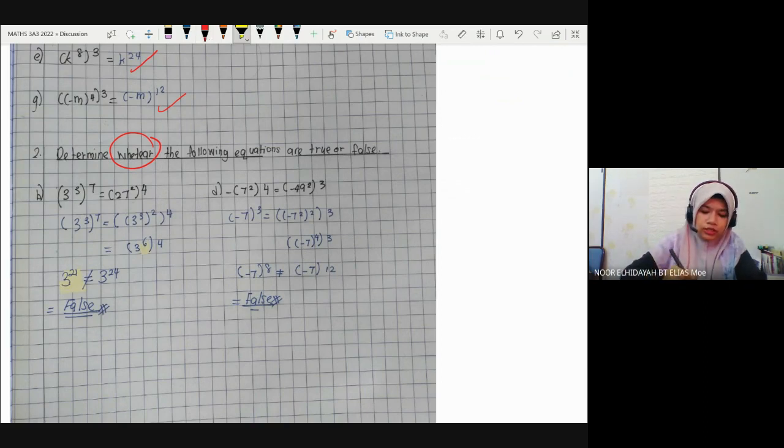Okay, good. This one, base 27, you change into base of 3. 3 to the power of 3 is equals to 27, kan? So 3 to the power of 3 in bracket, to the power of 2 in bracket, to the power of 4. So here you have 3 to the power of 21, kena tulis yang ni.